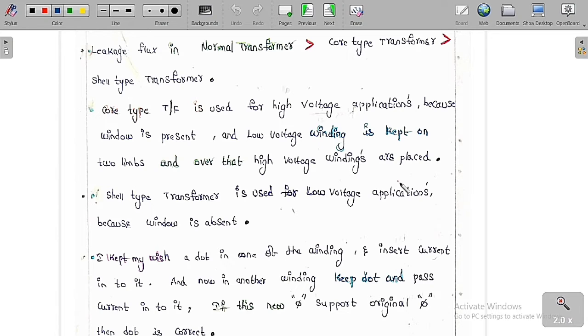In a core type transformer, a window is present. Because of that only, it is used for high voltage applications. And on the two limbs, we keep first the LV winding, and then over that we keep the HV winding.